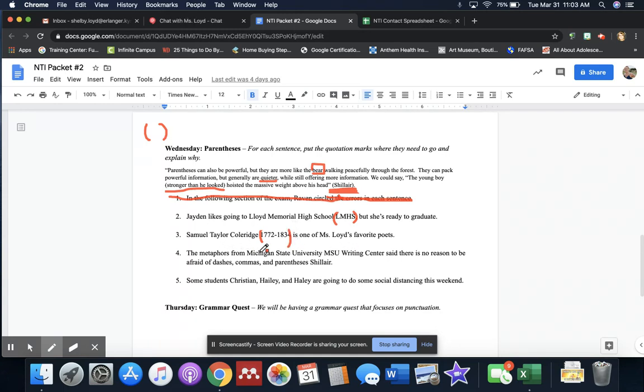The metaphors from Michigan State University MSU Writing Center said there is no reason to be afraid of dashes, commas, and parentheses. Schiller. So this one actually has two different sets of parentheses that would need to go in. Okay, so I'm going to let you guys put the two parenthesis sets. So I'm going to skip that one.